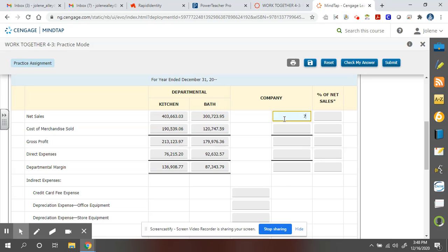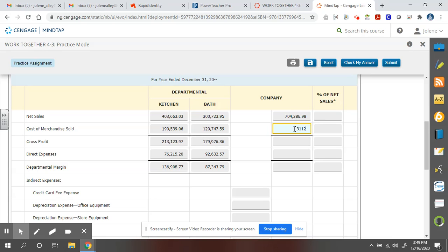So this is 704,386.98. All I did was add it across. This one I'm going to do the same thing. I'm just going to add it across.